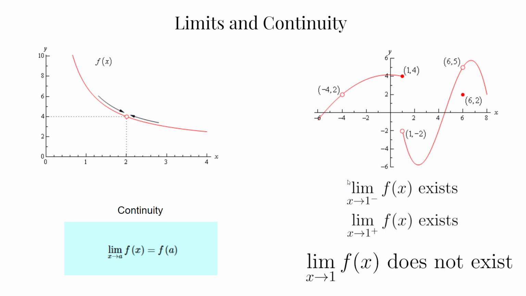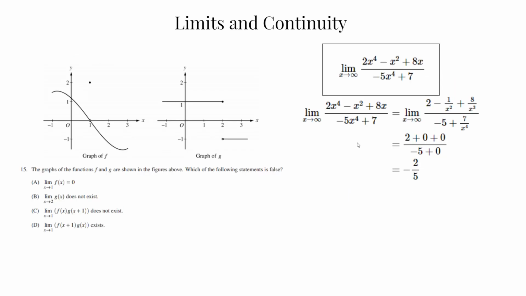Okay. So for this one on the right, whenever you want to find limits as x approaches infinity, if the highest powers are the same, you just do the coefficients. So in this case, it'd be -2 fifths. But if the numerator power is greater, it'll be infinity, and if the denominator power is greater, it'll be 0. So this is an example problem.